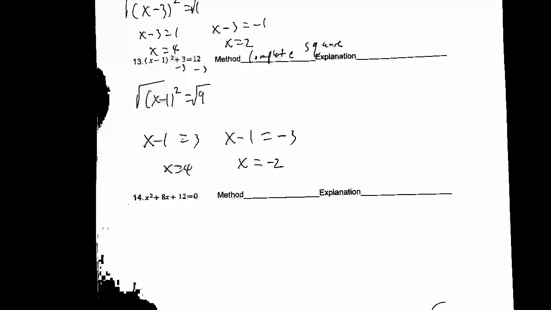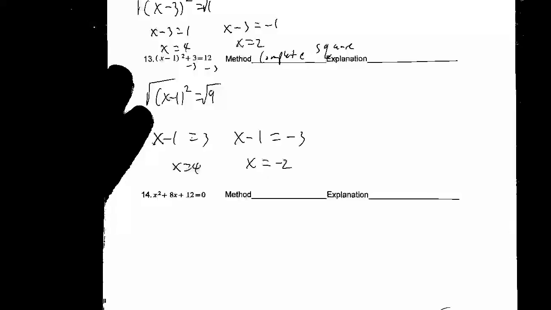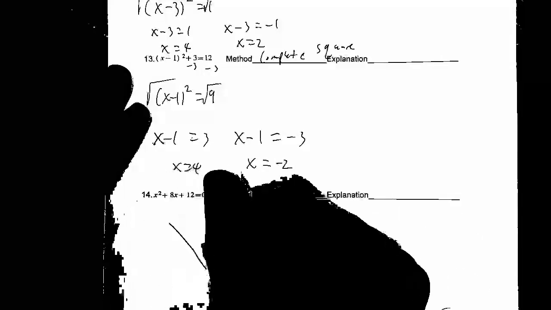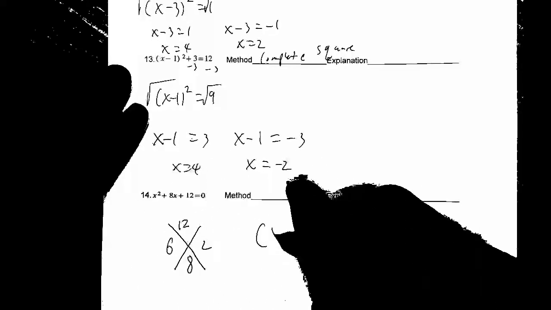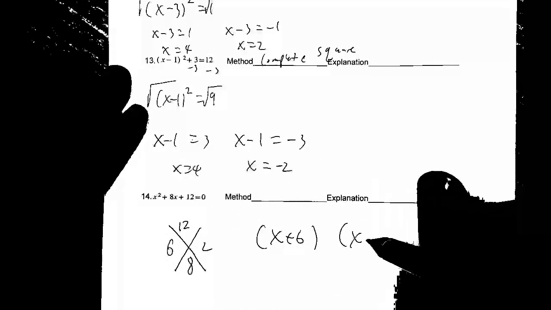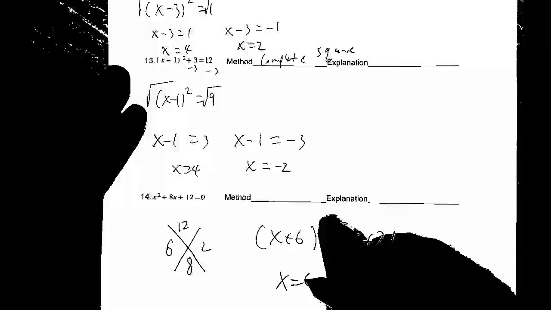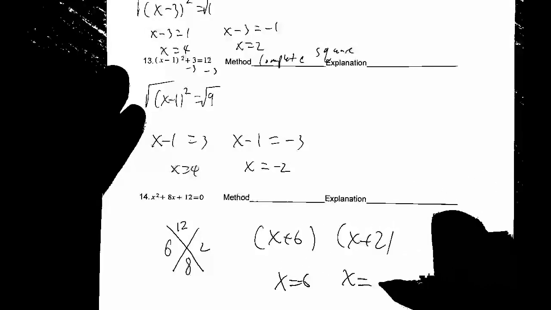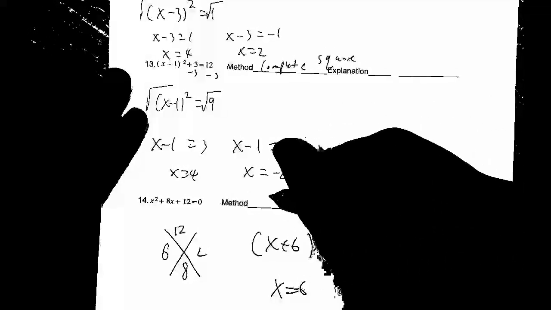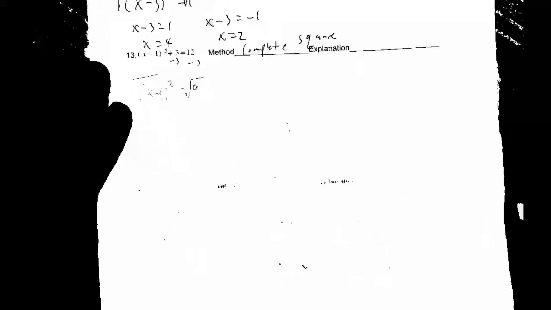And then the last one here, we can do whatever we want, right? We can do factoring, we can do... For this last one, we're going to do factoring. Two numbers that multiply to get 12 and add to get 8. That's just going to be 6 and 2. So x plus 6, x plus 2. Our solutions are x equals negative 6 and x equals negative 2. That's factoring. All right.